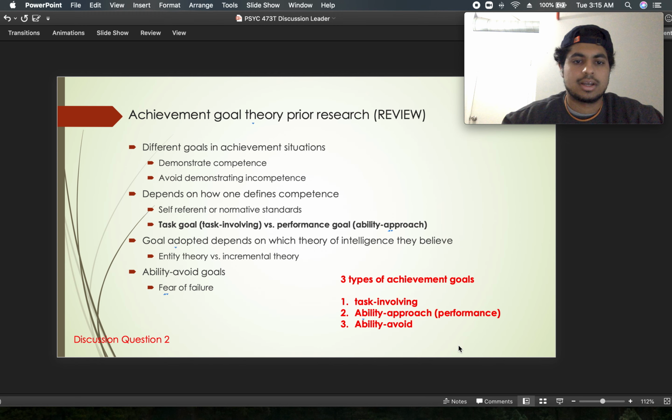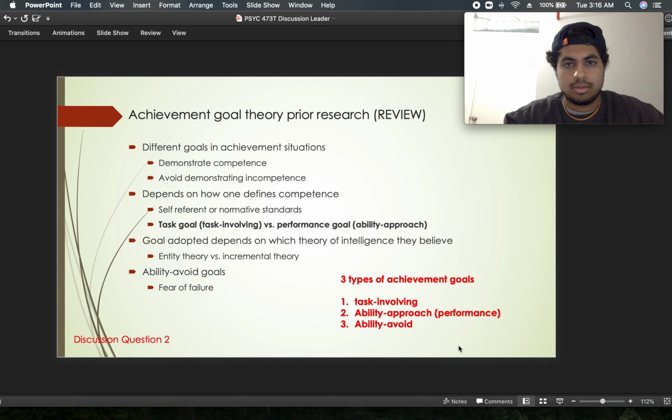So now moving on to the second aspect of this paper, which is achievement goal theory, and we've kind of discussed this a good amount in this course previously through different readings and lectures, but I definitely wanted to review it a little bit. So there's different goals that people can adopt in achievement situations. And sometimes people choose a goal where they try to demonstrate their competence in a task. And other times people can choose a goal where they try to avoid demonstrating incompetence for a task to kind of preserve their self-concept and self-worth.